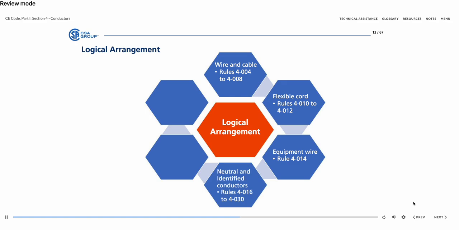Neutral and identified conductors are in rules 4-016 to 4-030. Requirements for the colors of conductors are in rule 4-032. And, lastly, requirements for portable power cables are in rule 4-034.